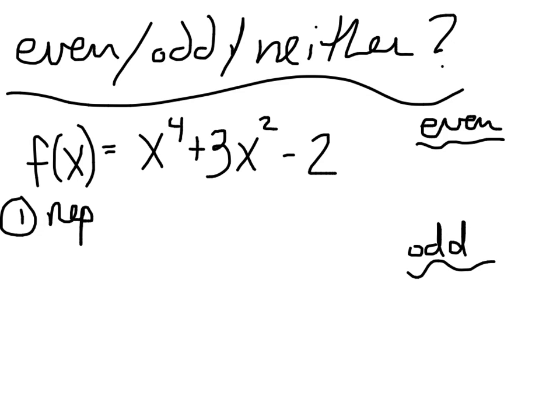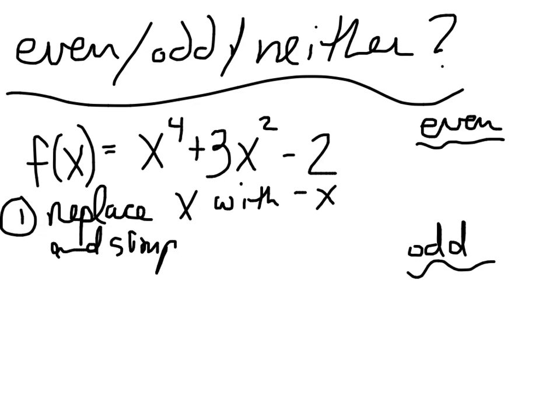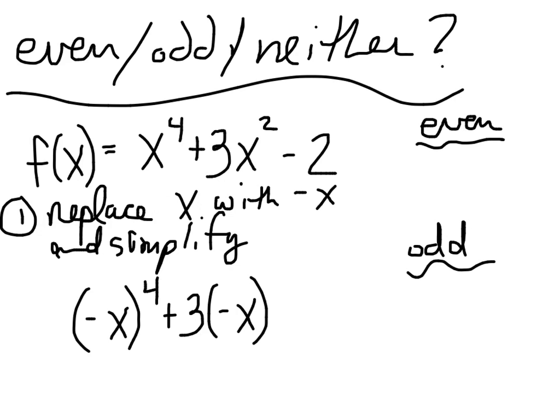So the first step that you do is you replace x with negative x and simplify. That's the first step. So I'm going to take all the x's out and I'm going to replace it with negative x. I'm putting negative x into my function. Negative x to the fourth plus 3 times negative x squared minus 2.